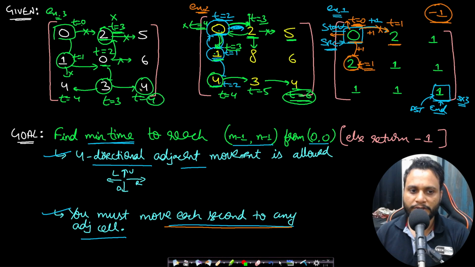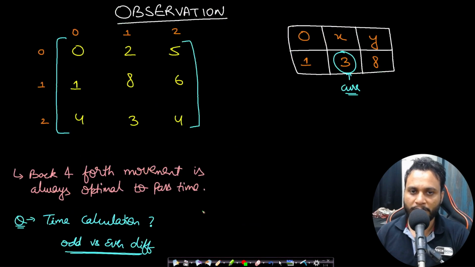So I was able to reach the bottom right corner from the top left at time t equals 4, having started at (0, 0) at time t equals 0, where each jump took me 1 cost. So the answer in this case will be 4. I hope the problem statement is clear, and now let's look at some observations to help solve our problem optimally.